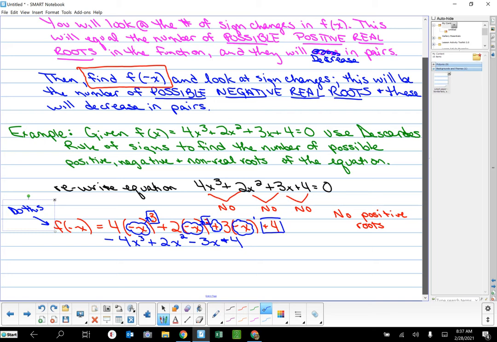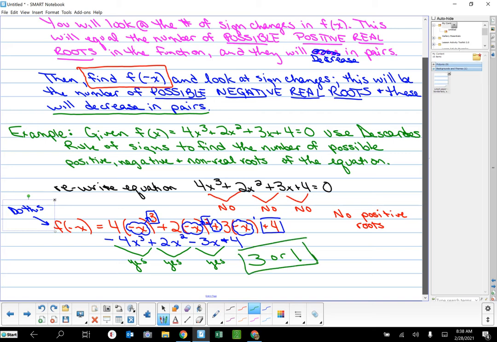Now you're going to look at sign changes again. So we're going to go negative to positive. Well, yes, that is a sign change. Positive to negative. Yes, that is a sign change. Negative to positive. Yes, that is a sign change. So now we have 3, and then we have the statement that these will decrease in pairs, so 3 or 1. I'm going to write that down.